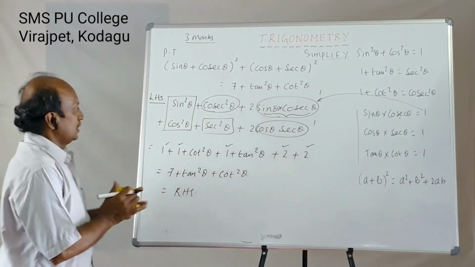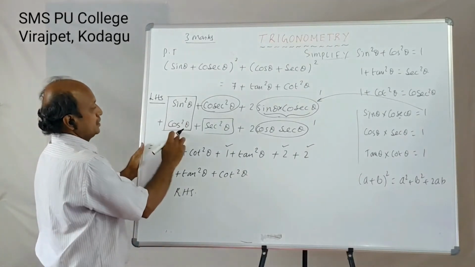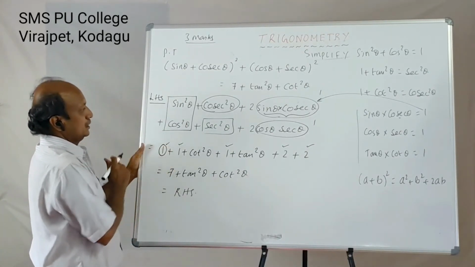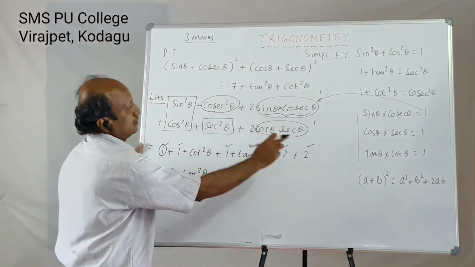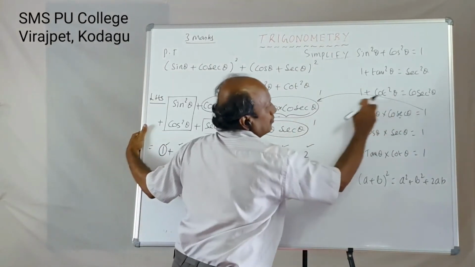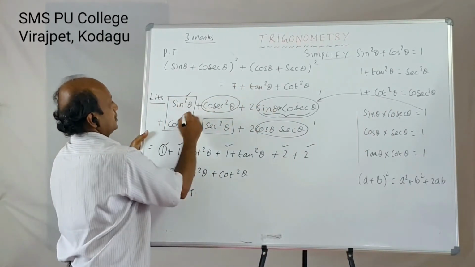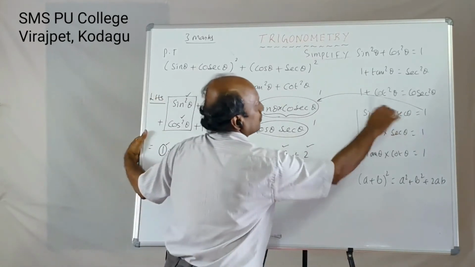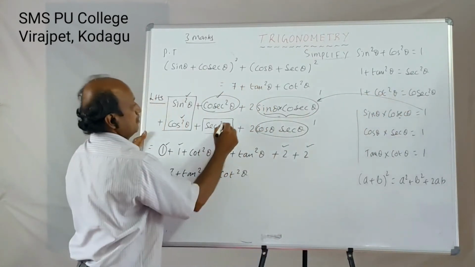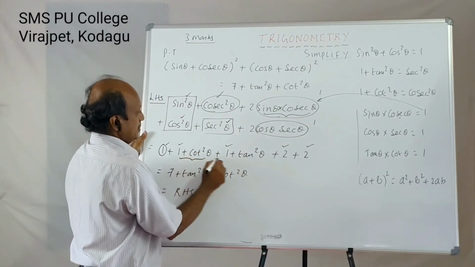Now we are going to combine, that's all, nothing else. Sin square theta plus cos square theta is nothing but 1. Cosecant square theta is 1 plus cot square theta. Secant square theta is nothing but 1 plus tan square theta.